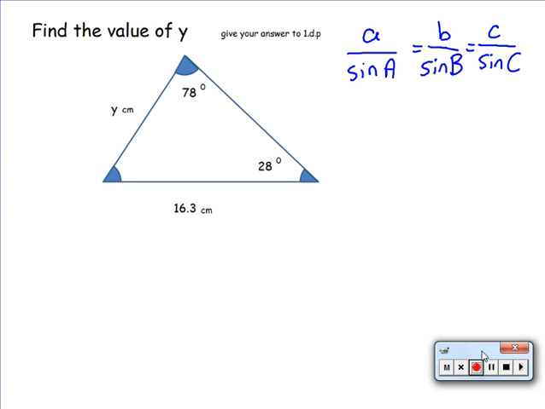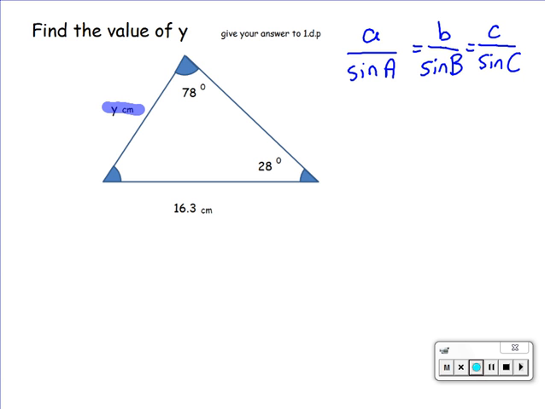So we're going to use the sine rule to find the missing side. If you look here, what it's asking for is side y, so that's this one over here, y. First things first, with sine and cosine rule, we always label up the triangle.